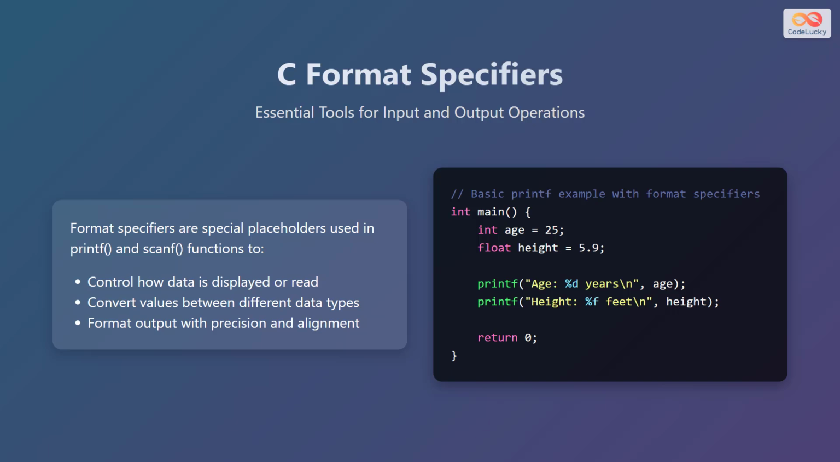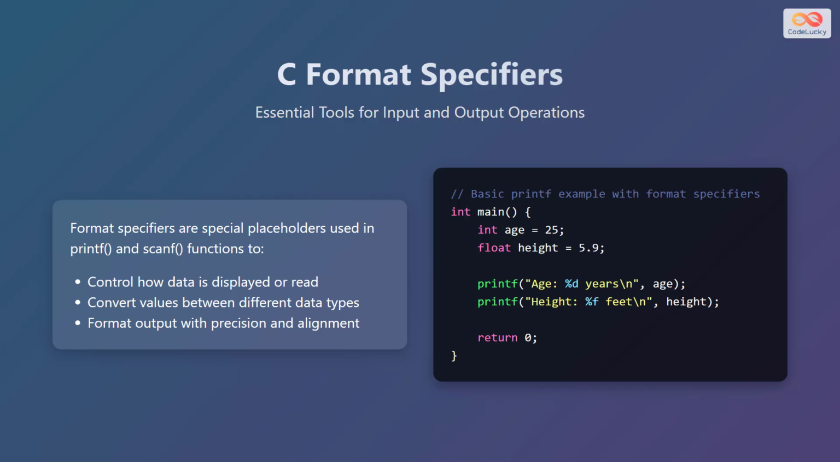In this video, we'll explore C format specifiers, which are essential tools for input and output operations. Format specifiers are special placeholders used in the printf and scanf functions to control how data is displayed or read, convert values between different data types, and format output with precision and alignment.